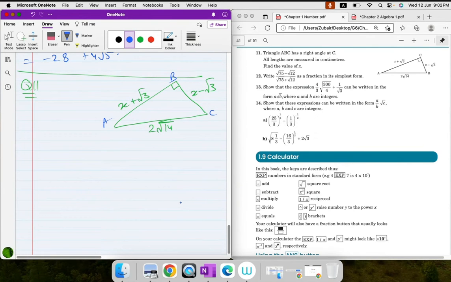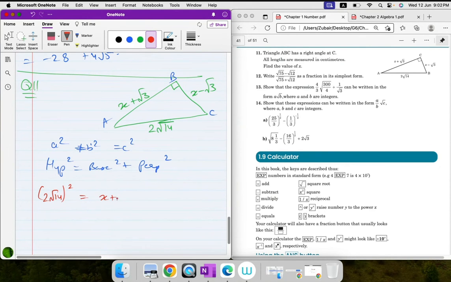We'll add them maybe. No, it's a triangle. A square plus b square is equal to c square. Yes, Pythagoras theorem. Hypotenuse square is equal to base square plus perpendicular square, or a square plus b square is equal to c square, where c is the hypotenuse. So the longest side is 2 square root 14, that is opposite to 90 degrees.